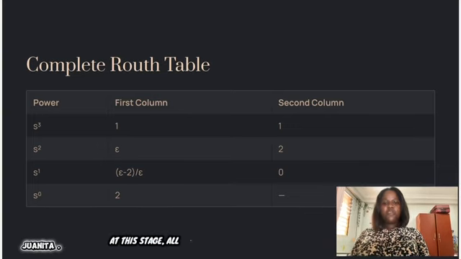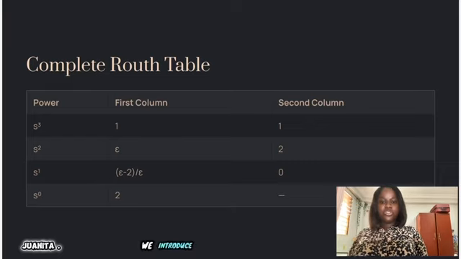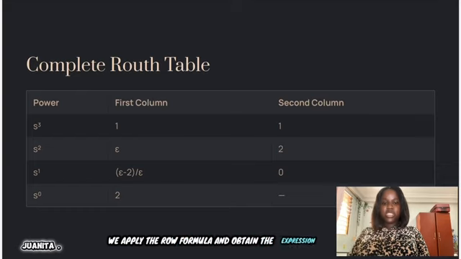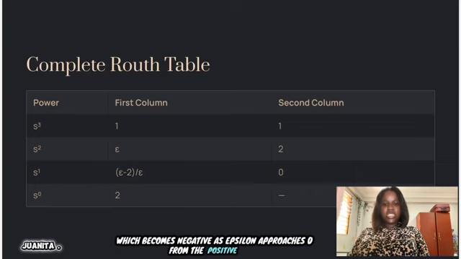At this stage, all 4 rows have been successfully filled. Notice that in the s squared row, we introduced a small positive value, epsilon, to handle the 0 and allow the calculations to proceed. Moving down to the s1 row, we apply the Routh formula and obtain the expression epsilon minus 2 over epsilon, which becomes negative as epsilon approaches 0 from the positive side.